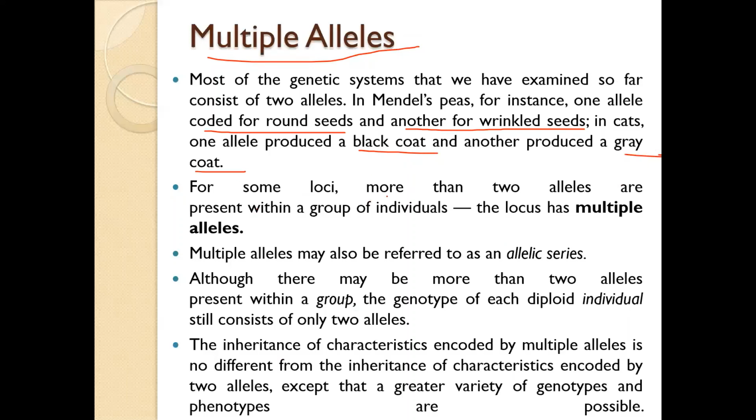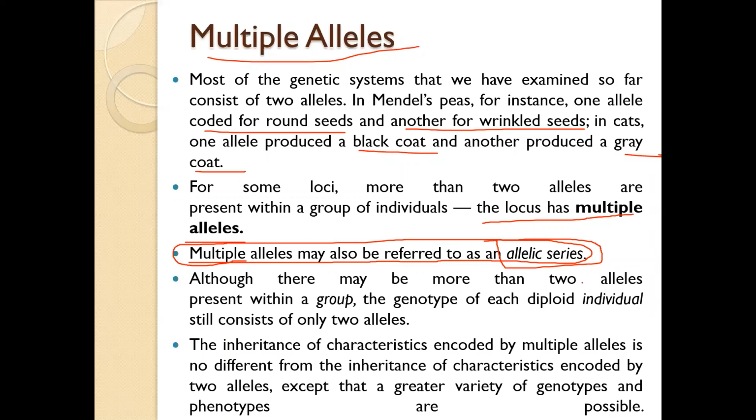For some loci, more than two alleles are present within a group of individuals. If more than two alleles or more than two combinations of alleles are possible in a group of individuals, the locus has multiple alleles. So multiple alleles may also be referred to as the allelic series, which is very important. Allelic series.